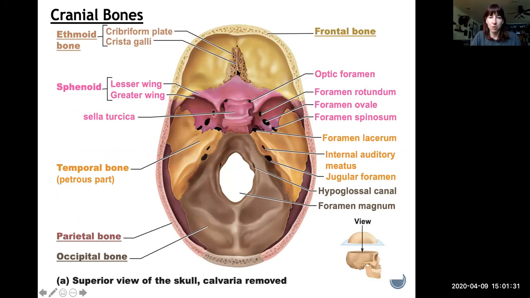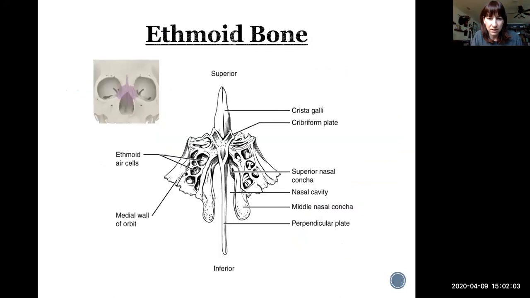This is the ethmoid bone from a superior view. And you can see the crista galli, which is a crest or a ridge along the very top of the ethmoid bone, and the cribriform plate, which is where all these little holes are. It's a flat surface on either side of the crista galli. And I think that actually is it for the ethmoid bone.